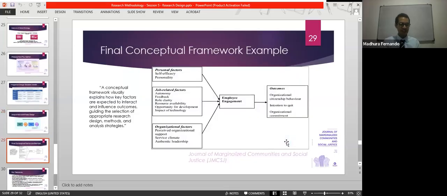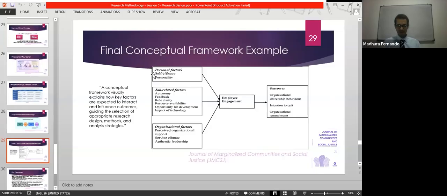Now, final conceptual framework example. This is the final example. You can see some variables. This is a conceptual framework. Personal factors. Now, I mentioned the word dimension and indicators. Now, can you see the dimensions of personal factors? Self-efficacy, personality. You can use these dimensions to measure personal factors.